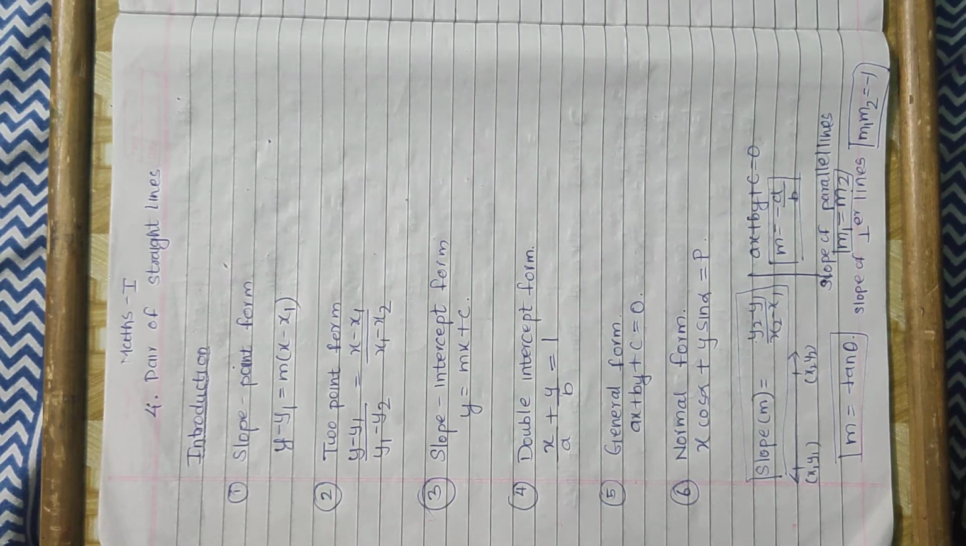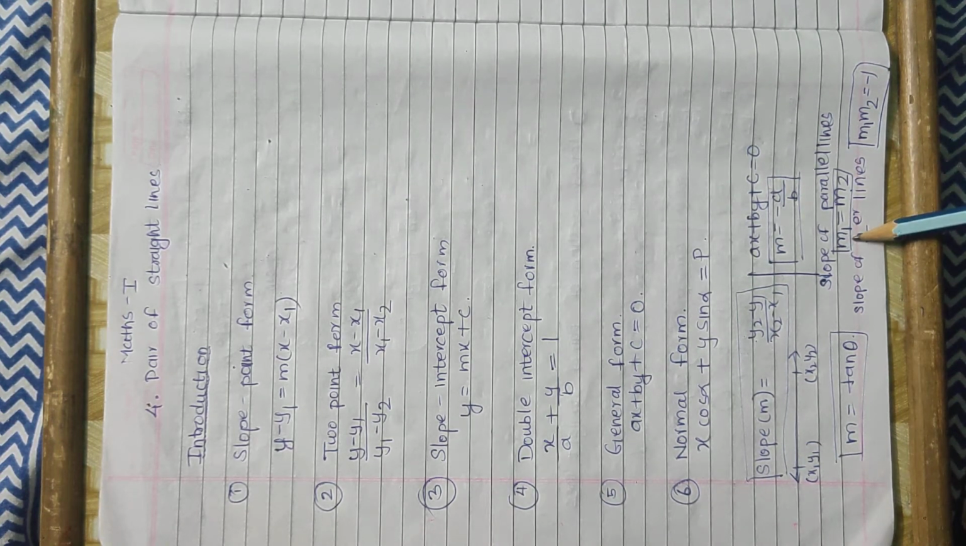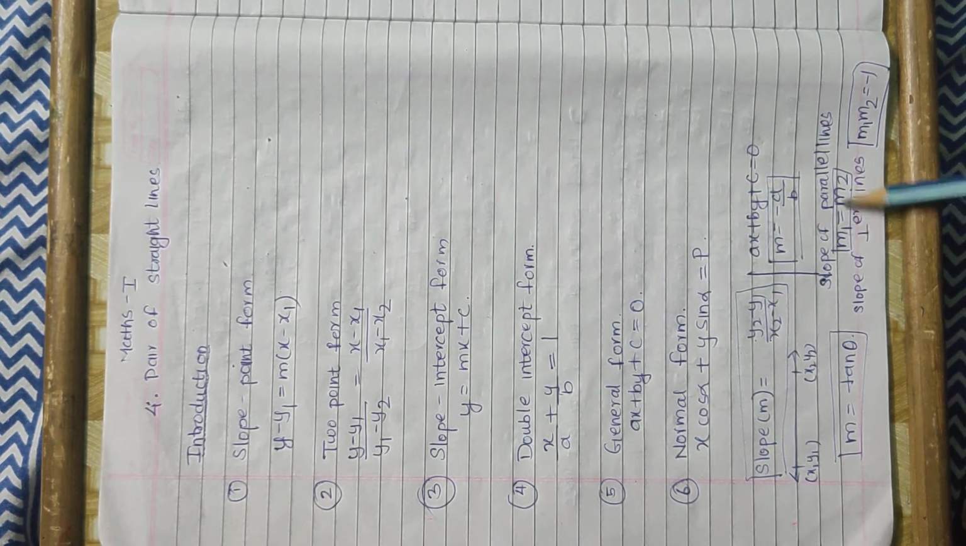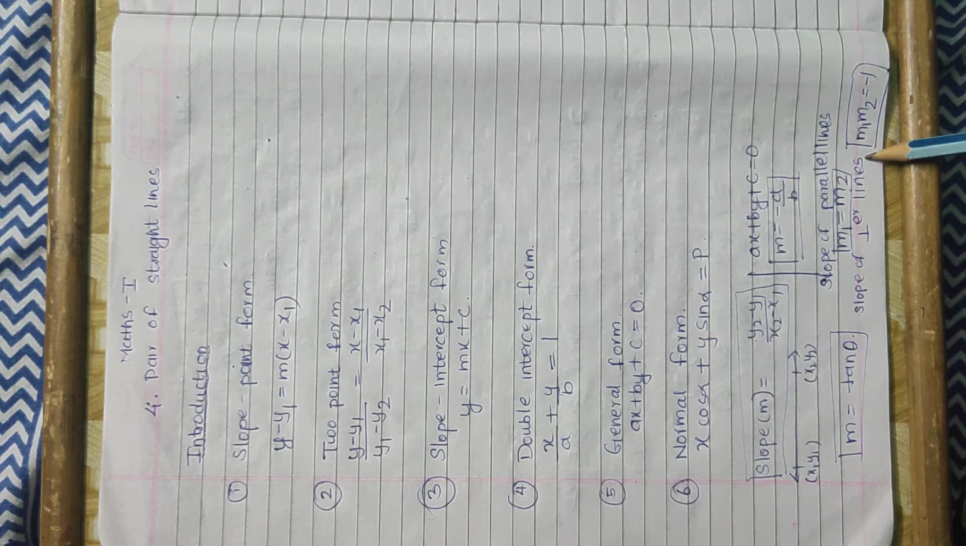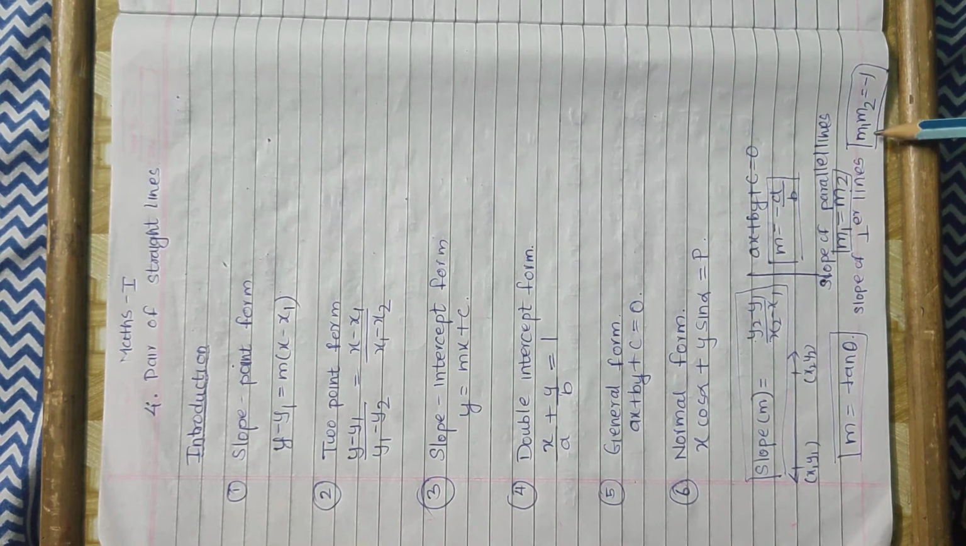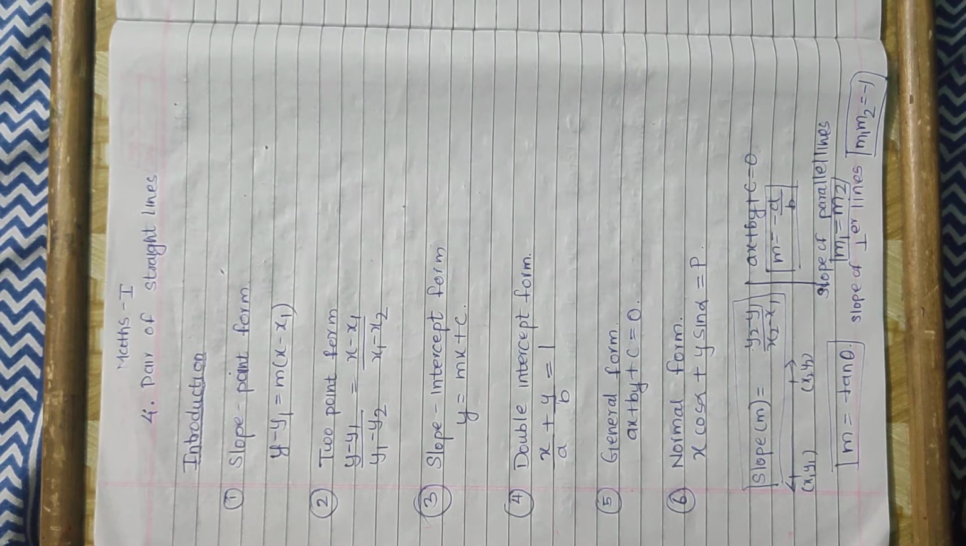Now the slopes of parallel lines are always equal. The slope of one line is suppose m1, of another line is m2, then m1 is equal to m2. And for perpendicular lines, the multiplication of the two slopes is equal to minus 1. So these are the things we will need in solving the sums.